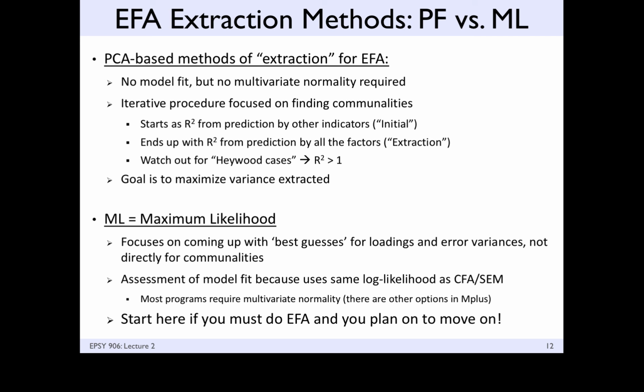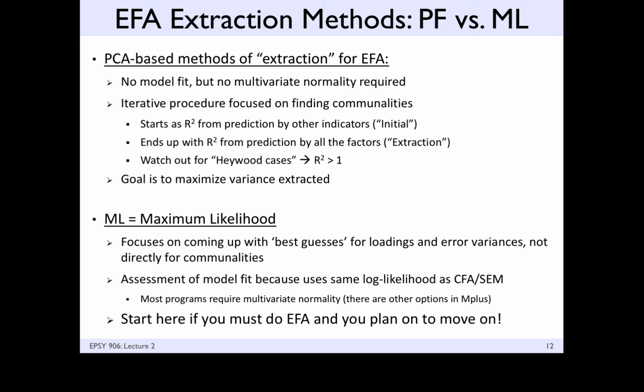Windows XP. But then ML came along. Now ML, ironically, has been around just as long as EFA or PCA has. I mean, the 1930s were big in development of maximum likelihood. So if you're going to do EFA, maximum likelihood is the way to go. Because maximum likelihood gives you some protections that PCA doesn't.